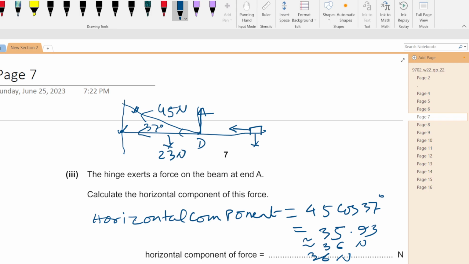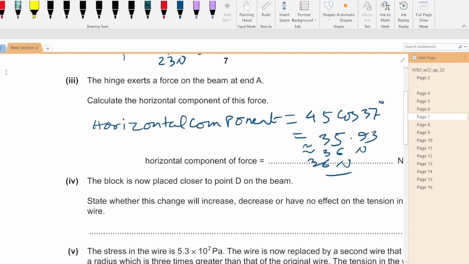Total clockwise moment decreases, and since the beam remains in equilibrium, total anti-clockwise moment also decreases. Therefore, tension would decrease. Therefore, write decrease in tension.